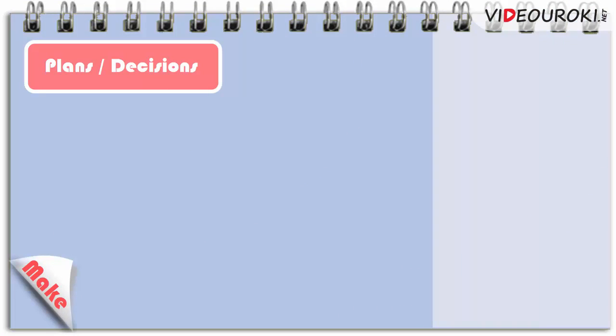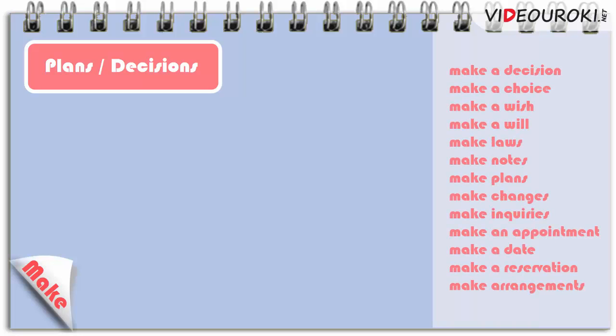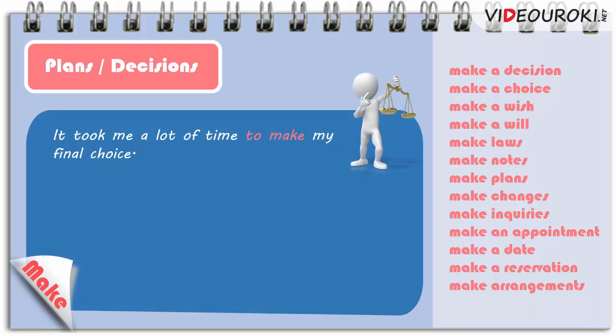We use make after certain nouns for plans and decisions. To make a decision, to make a choice, to make a wish, to make a will, to make laws, to make notes, and others. It took me a lot of time to make my final choice.